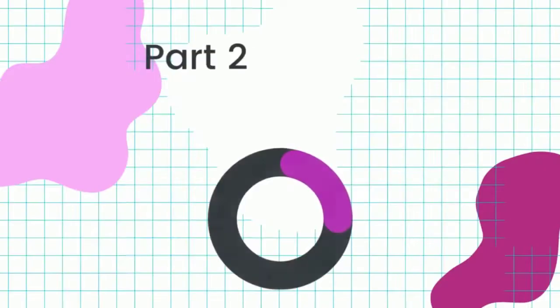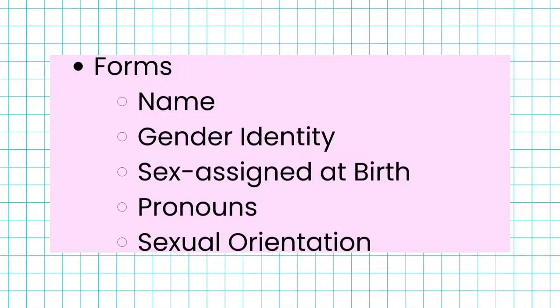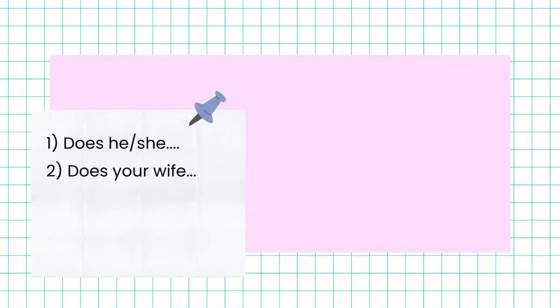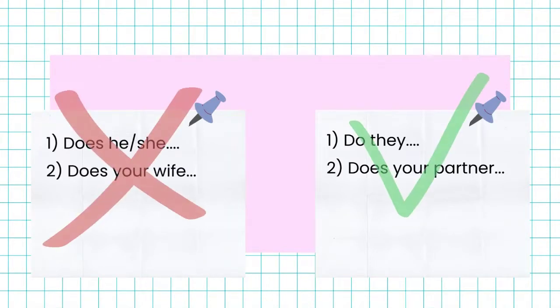In this video, we'll go over how to be mindful of the diverse backgrounds of your clients in your forms and record keeping, specifically in terms of name, gender identity, sex assigned at birth, pronouns, and sexual orientation. To start off, you should review all of your documents for cis-normative or heteronormative language. This might look like using pronouns in your documents like he or she rather than they, or making assumptions about the genders of the people your clients are dating or being intimate with.